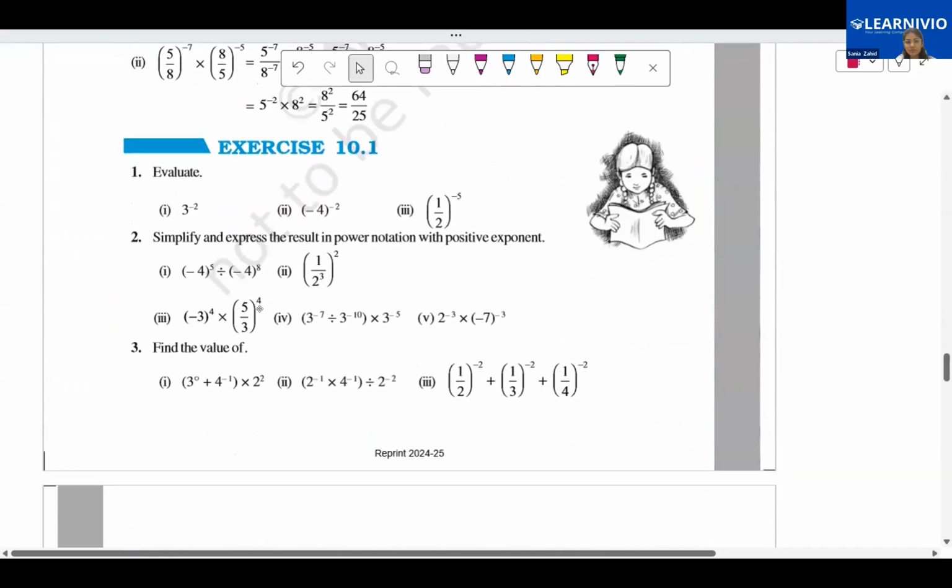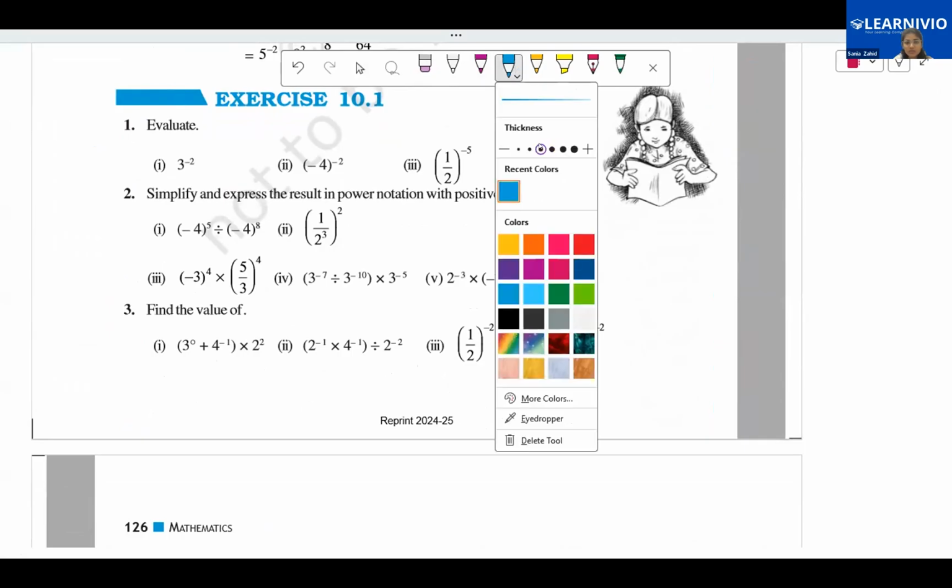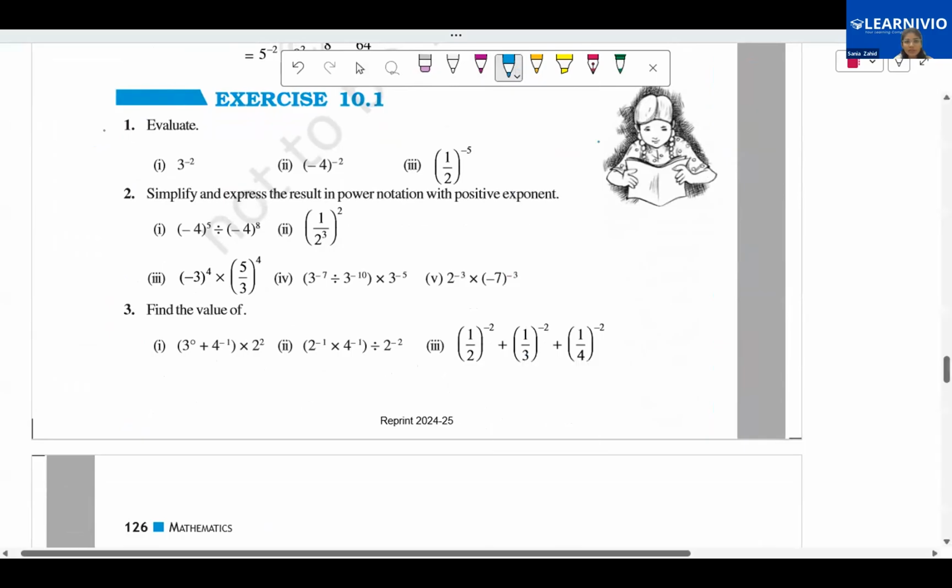Yes, ma'am. For yesterday's class, we completed the concepts of the first exercise, and in today's class, we'll be moving to the questions. So you can start with question number 1. Here you just have to evaluate. The question says evaluate the following. The first part is 3 to the power minus 2.